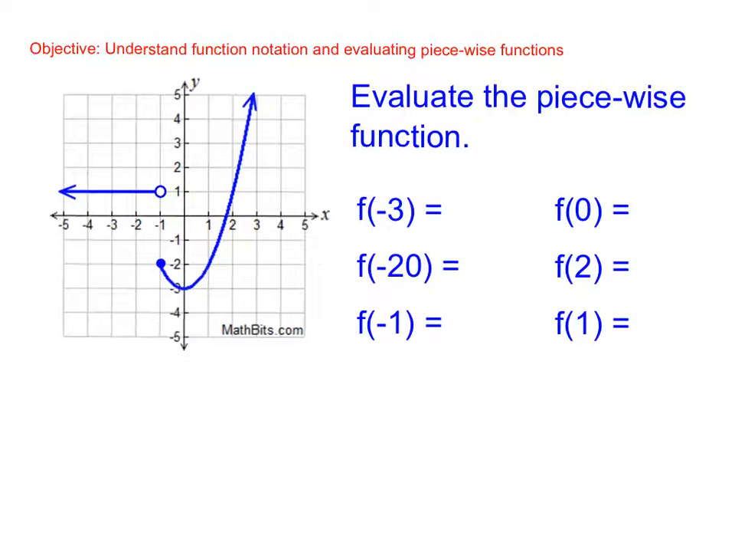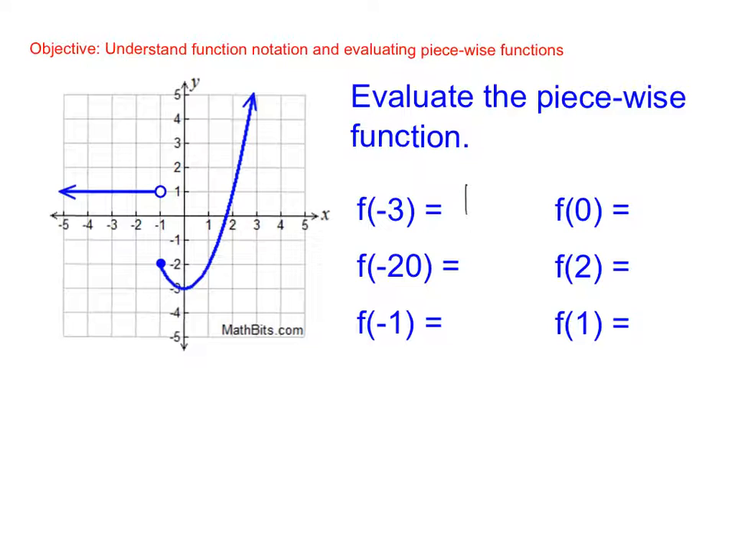All right, so we're going to evaluate the piecewise function. So it's the same process. I'm going to go to my x value, -3. So I'm going over to -3, and I go up. What's the y value that goes with that? 1. So it's just 1.